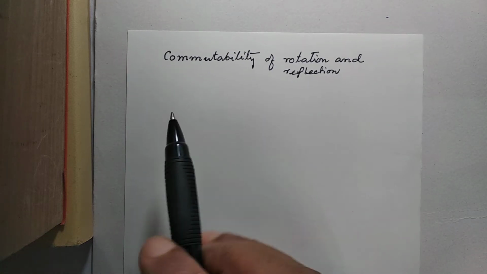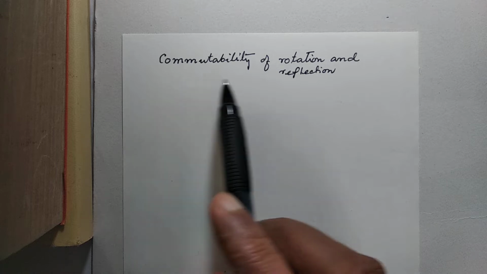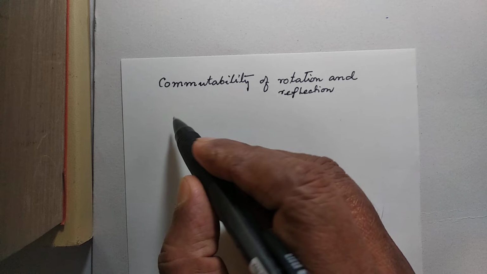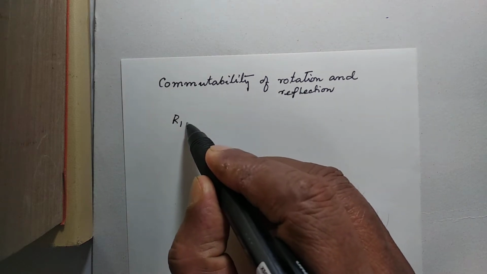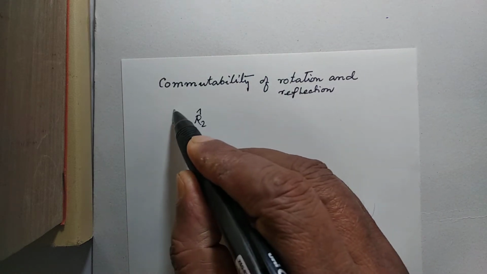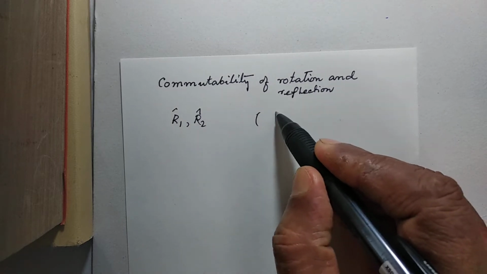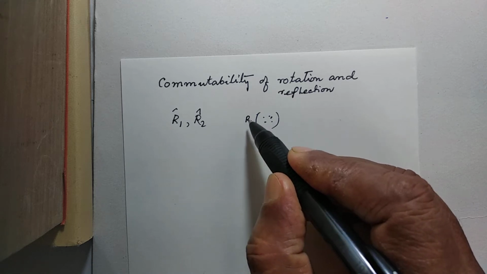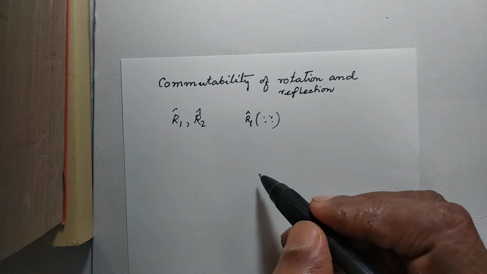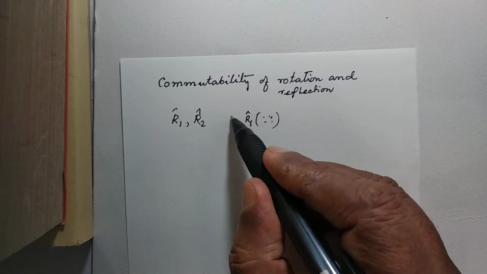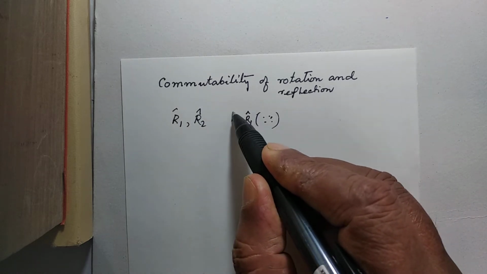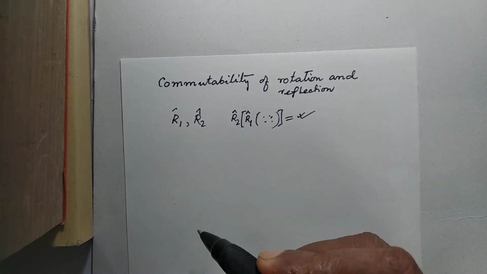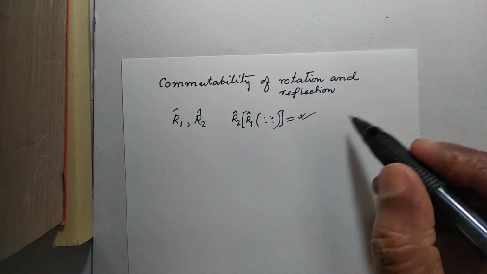In this video, I'll discuss commutability of rotation and reflection. Suppose we have two symmetry operators R1 and R2. If we have some object here with a given configuration, and if we apply R1 on it, we'll get a new configuration. Then again, if we apply R2 on the result, we'll get another configuration.